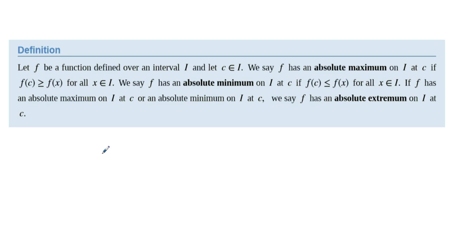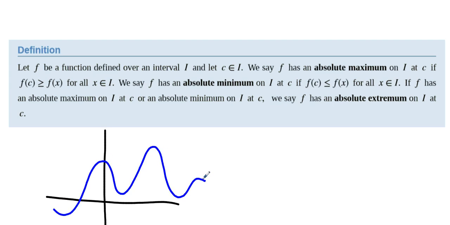What does that mean? So you've got some function. That function does various things. If this is the highest point, if f of c is greater than or equal to f of x for all of the other x's, then f has an absolute maximum on the interval at c.